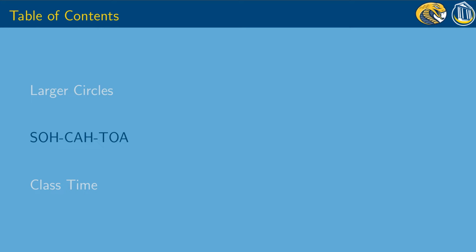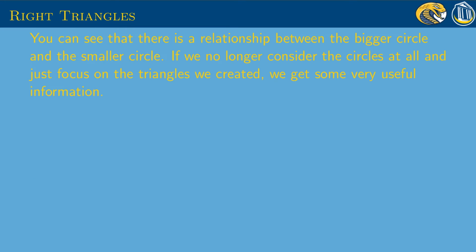Let's use this to talk about the acronym SOHCAHTOA. We saw in the last video that there's a relationship between the triangles in the larger and smaller circles, but it turns out we don't need to consider circles at all.